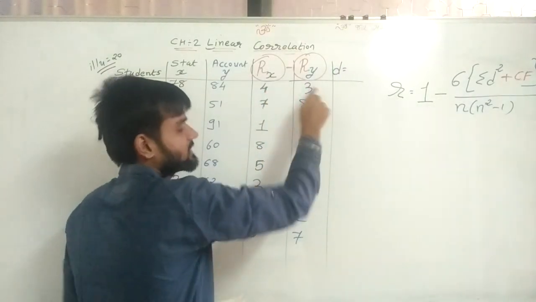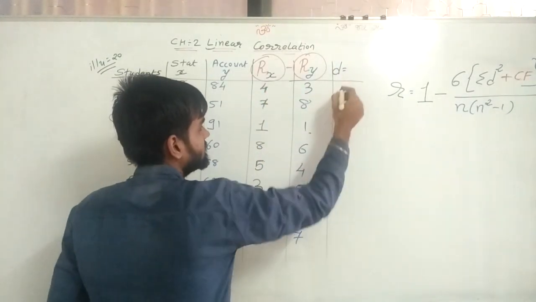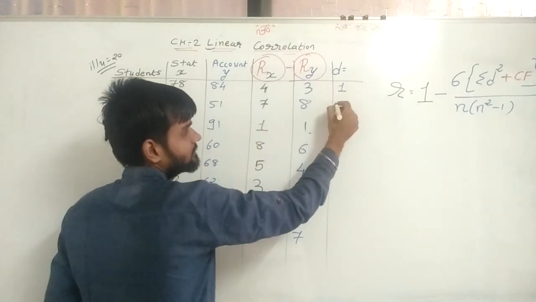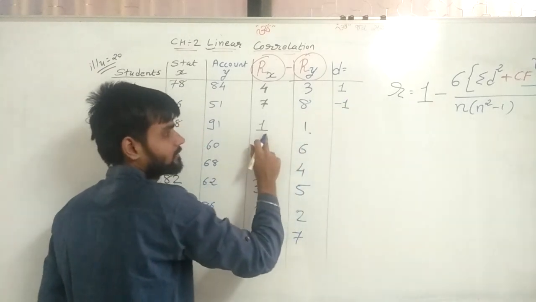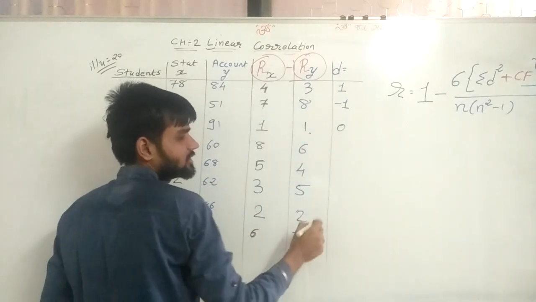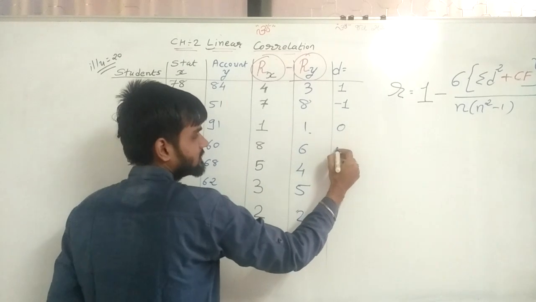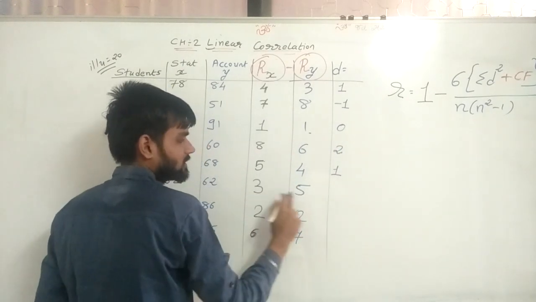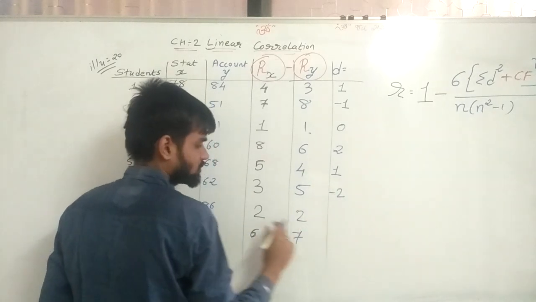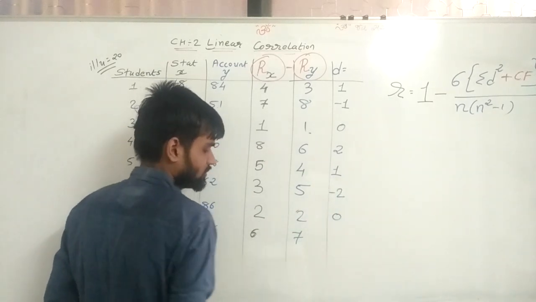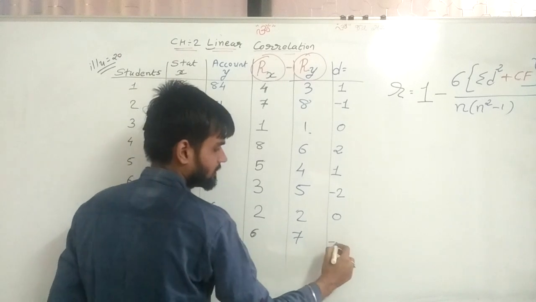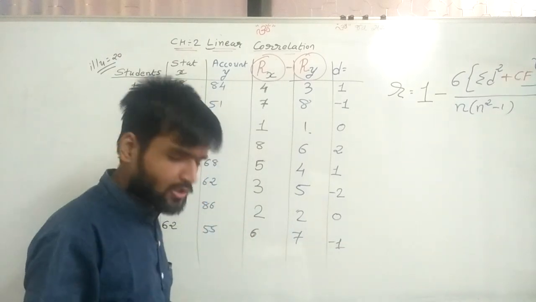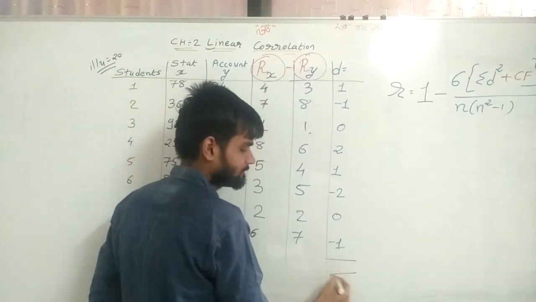So 4 minus 3, the answer is 1. 7 minus 8, minus 1. 1 minus 1, 0. 8 minus 6, 2. 5 minus 4, 1. 3 minus 5, minus 2. 2 minus 2, 0. 6 minus 7, minus 1.